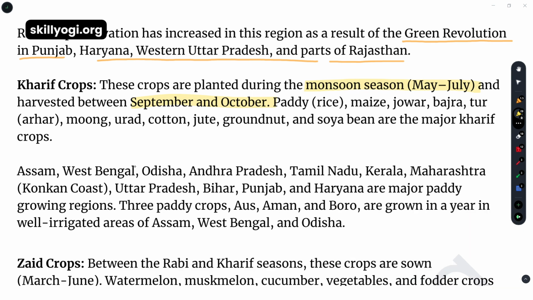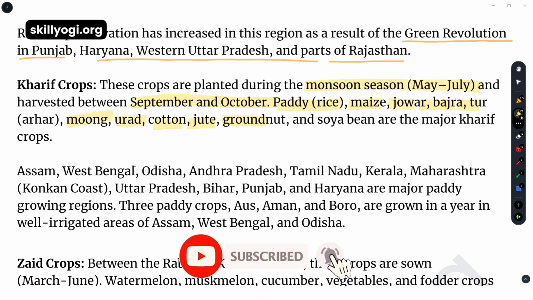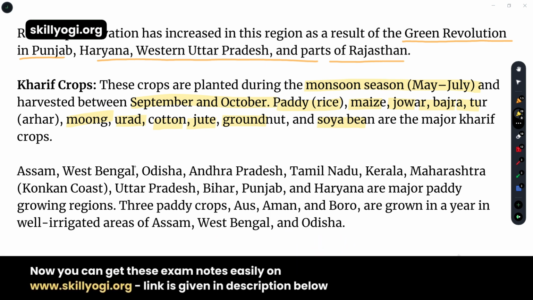Next, which are the crops? Paddy, which is rice, maize, jowar, bajra, tur, arhar, moong, cotton, jute, urad, groundnut, soybean. These are the major Kharif crops. That means with the help of the irrigation process and the monsoonal rain, we can have the Kharif crops.